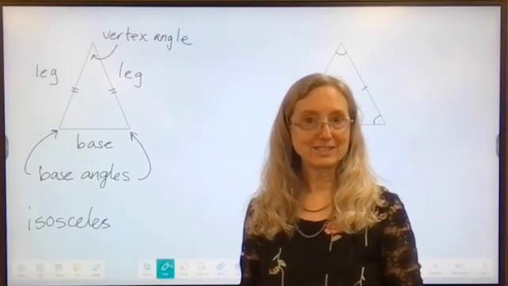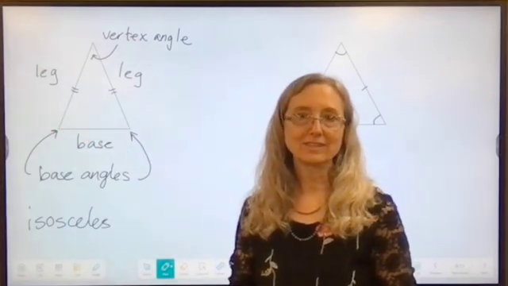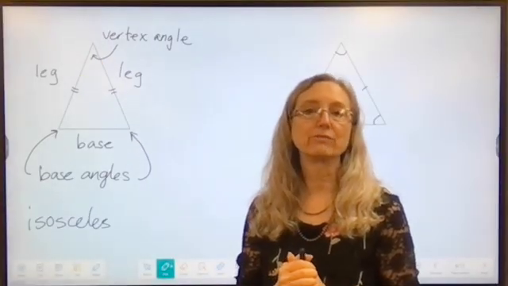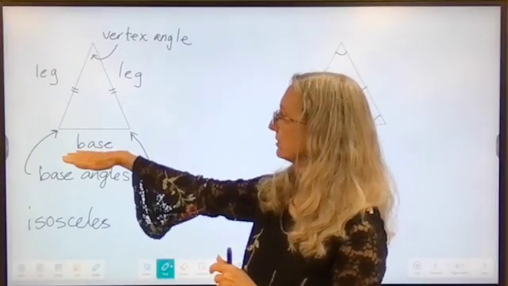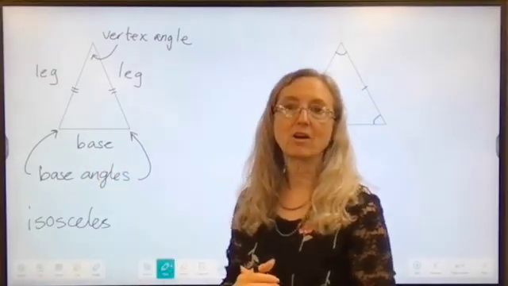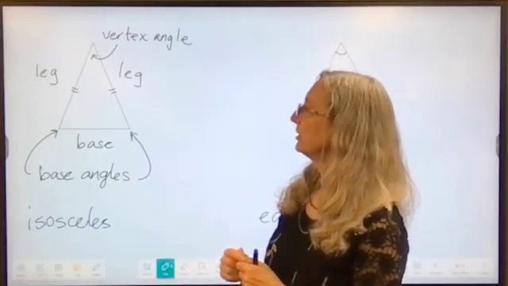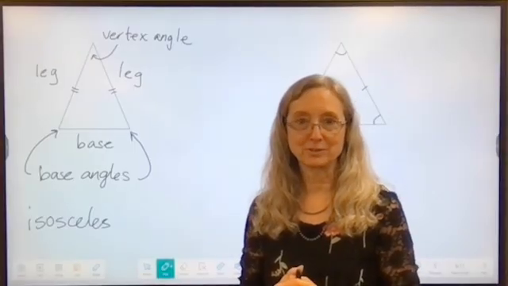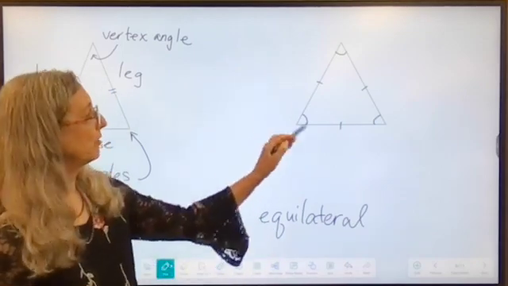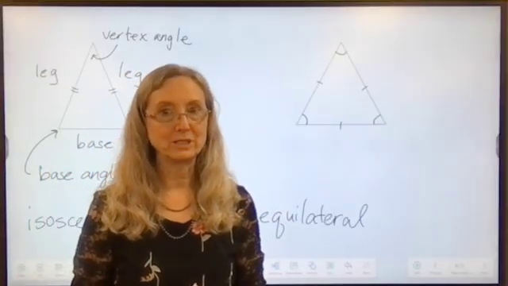If we have an isosceles triangle, the two sides that are congruent are called the legs. And the angle that connects the two legs is called the vertex angle. The third side that's different is called the base, and the two angles on the ends of the base are the base angles. So it's important to know what parts of the triangle you're talking about when you are talking about isosceles triangles. If you have an equilateral triangle, all three sides are the same, and notice automatically all three angles will also be the same.